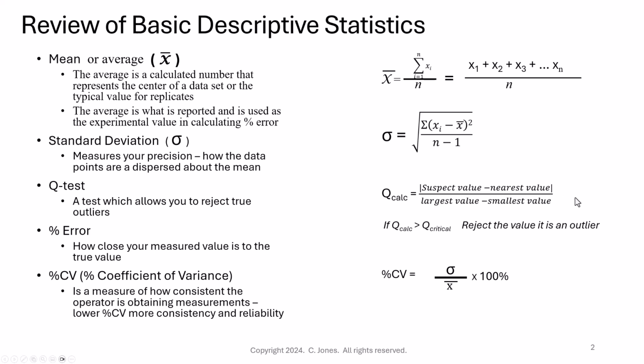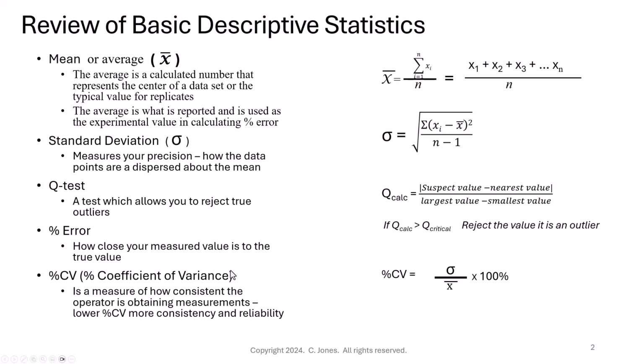So this gives us a number, the ratio, and we compare the calculated Q value to the Q critical value, which is given in a statistical table. And then if the Q calculated value, that is from the data we actually have, is greater than the Q value in the table, we reject the value as an outlier. If it's less, if the sign is reversed and Q critical is greater than Q calculated, then we must retain the value. We can't discard it.